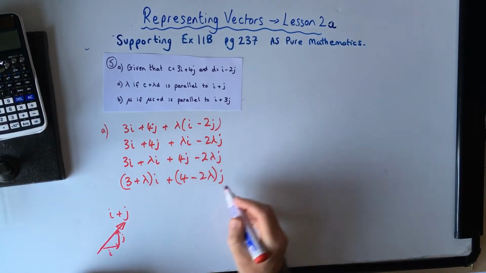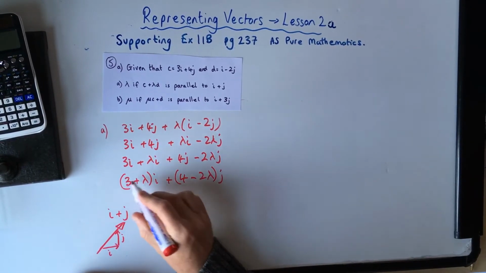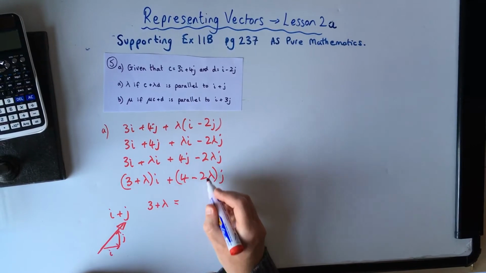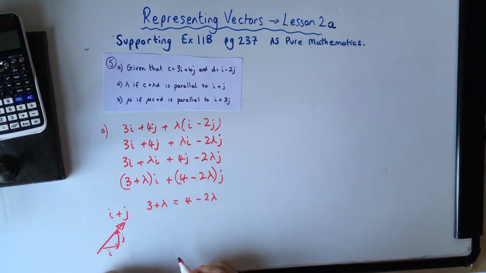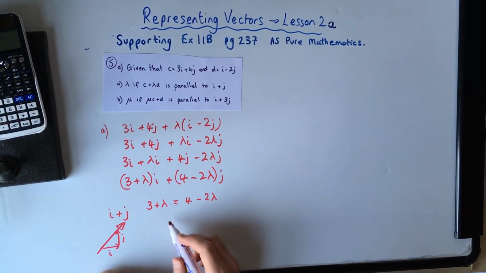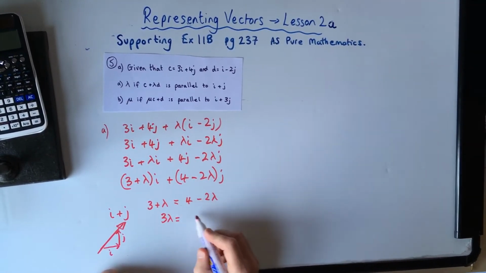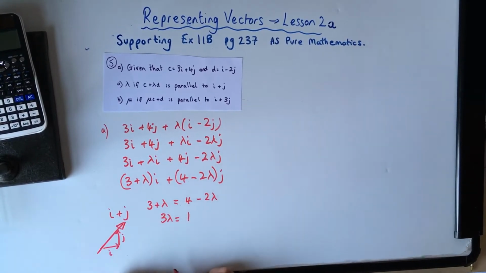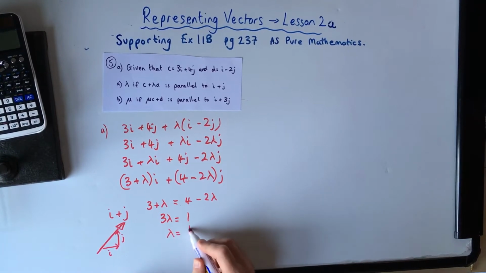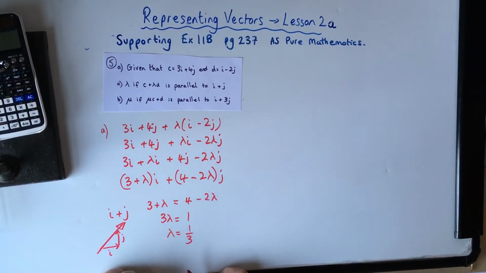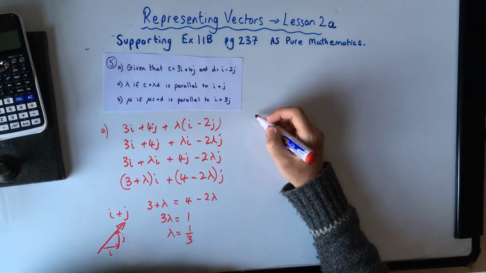So therefore we solve this by saying, in this case, 3 plus lambda must be equal to 4 minus 2 lambda. Whatever's in front of i must be equal to whatever's in front of j. Okay, I'm adding 2 lambda to both sides, so I get 3 lambda, and I'm taking 3 off both sides to get 1. Just solving a normal equation, and divide by 3, so it happens when lambda is a third. Okay, this one, part B.